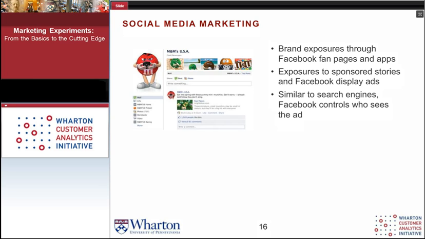And it's kind of similar to display advertising and search advertising, in that Facebook controls who sees the ads, and the tools are rapidly evolving, but it still can be tricky to actually make sure that you execute a perfectly clean test on Facebook. So I think this is a great area for people to be looking in the future, but like I said, it's just a little bit tricky to execute right now.